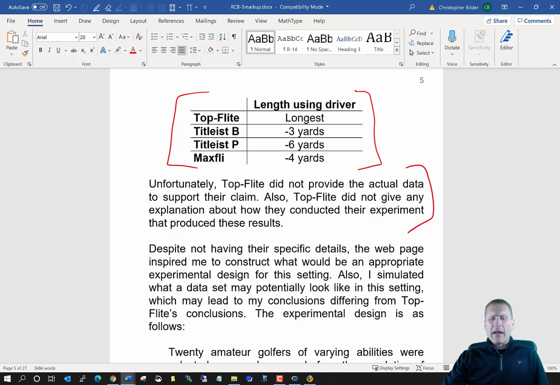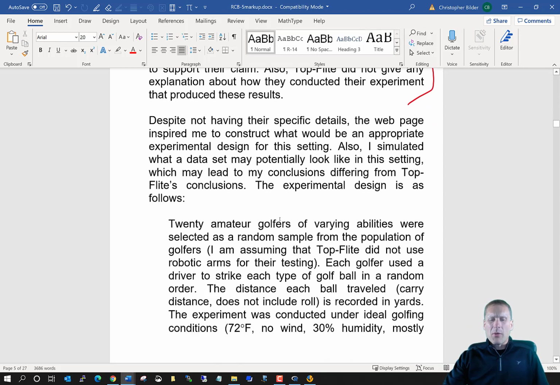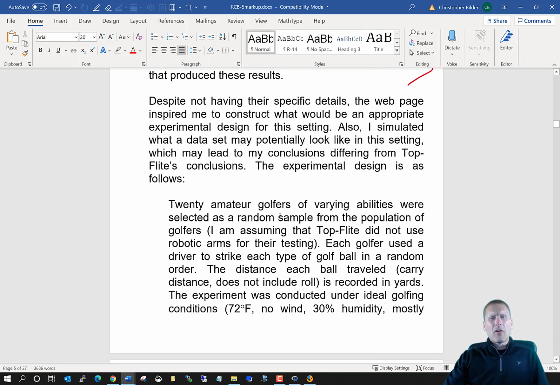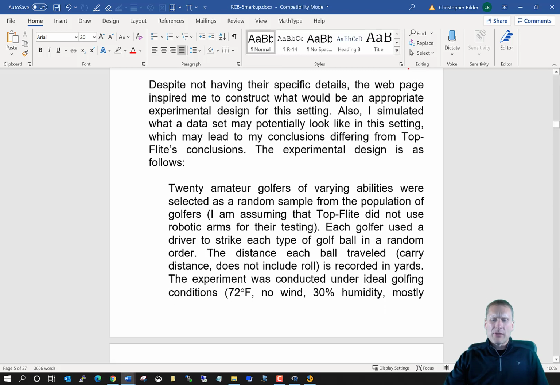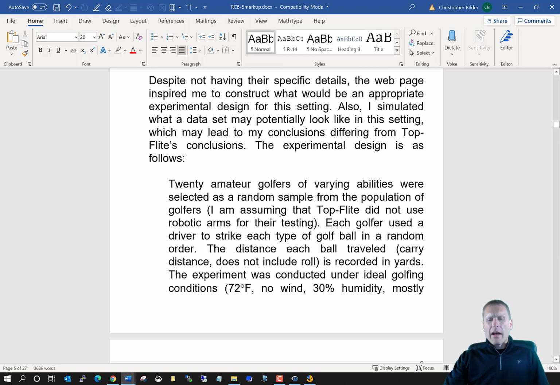So when I saw that, and given that I'm a statistician, I thought, wait a second. How would I go about actually performing the experiment in this particular situation? So what I decided to do was think about that, and I actually ended up simulating some data corresponding to how I would actually approach the experiment. The simulated data, obviously, since it's simulated, could come up with different conclusions than what Top Flight had.